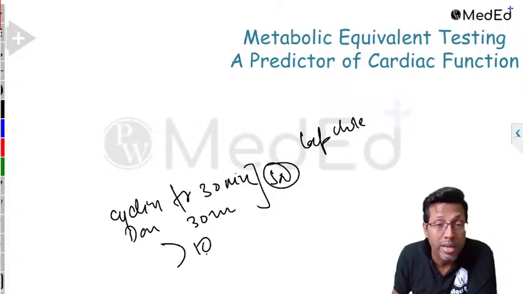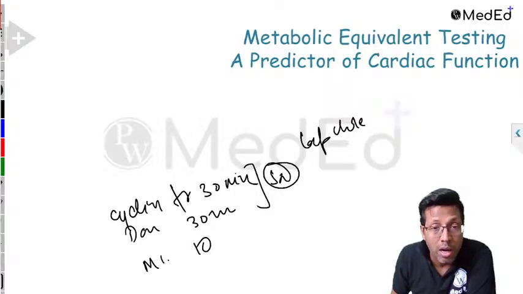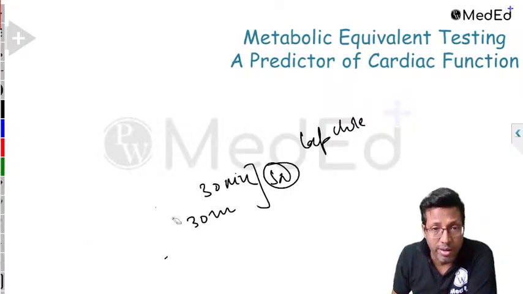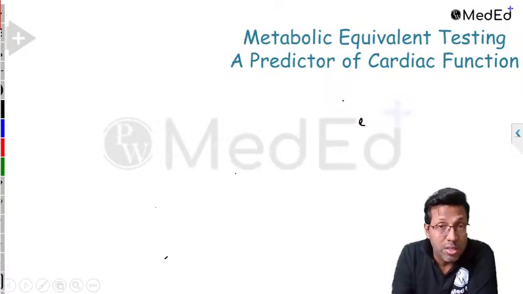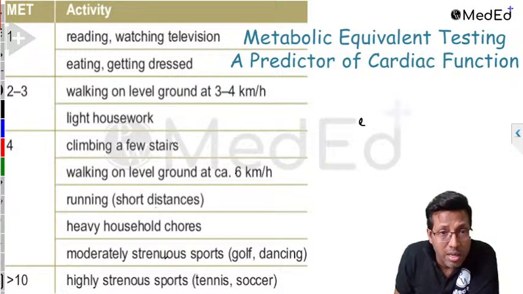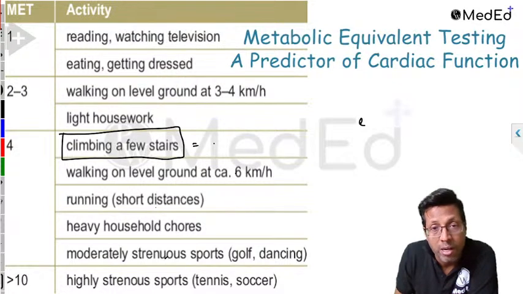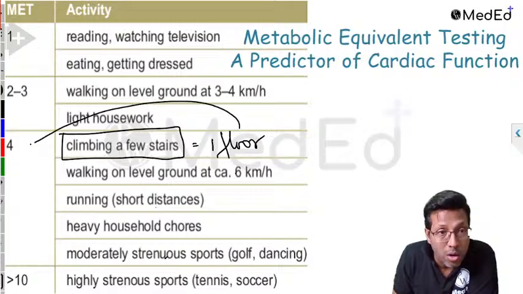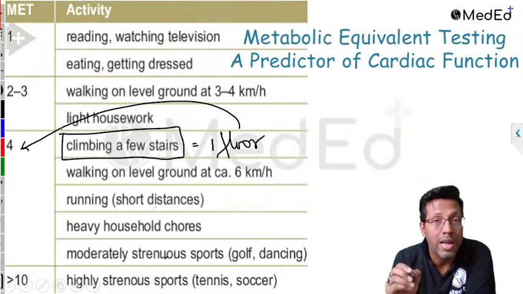This is called METs more than 10. Metabolic equivalents are more than 10. He can do strenuous activity, right? This is fine. Then you have got divisions less than that, around 4 to 7. When someone can climb a few stairs, basically we take it as climbing one flight of stairs. One flight means one floor. If someone can climb one floor without breathlessness, without stopping, it is called METs around 4. And that is the basic thing that anesthesia guys, all of us ask during the pre-anesthetic checkup.